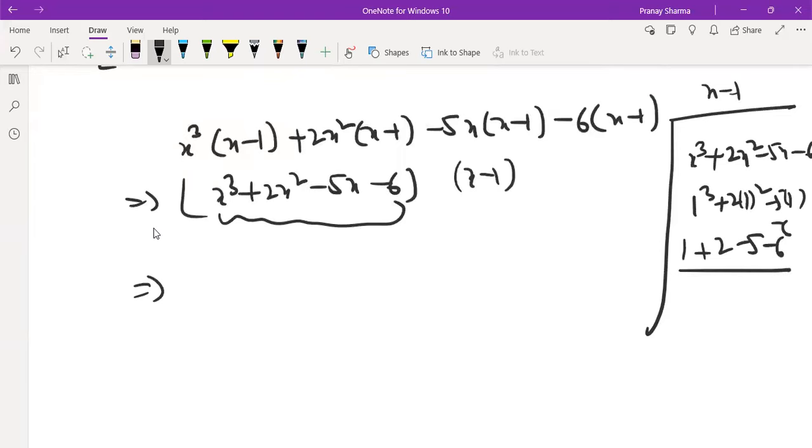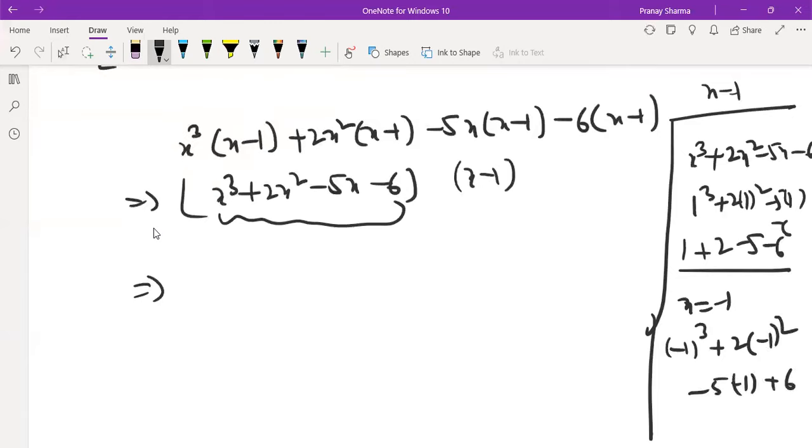Now you need to check for what value we are getting 0. All right. So try substituting different values. So if you substitute x as minus 1, all right, try x as minus 1 here. So it will be minus 1 cube plus 2 into minus 1 square minus 5 into minus 1 minus 6. So it will be minus 1 plus 2 plus 5, and this is minus 6 actually, right?